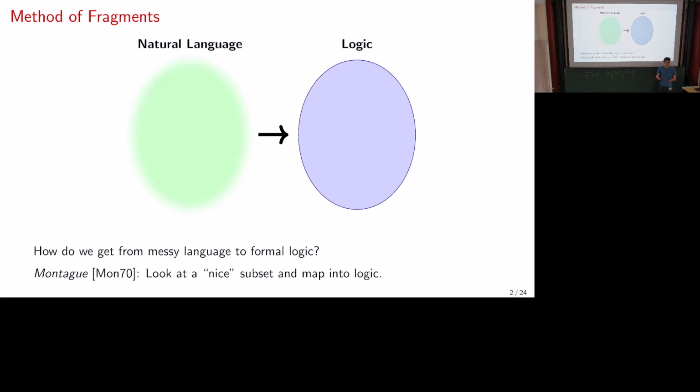So we use something we call the method of fragments, which goes back a bit over 50 years to Richard Montague, who pioneered this. The idea is we make the problem simpler. We just take a small subset of natural language, choose something that's nice, well-behaved, and manageable for us, and then translate that into a logic that works for this subset.